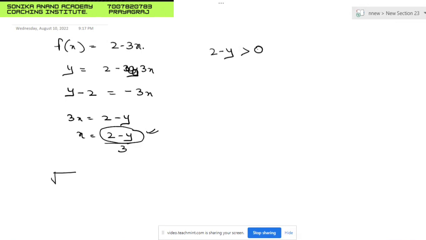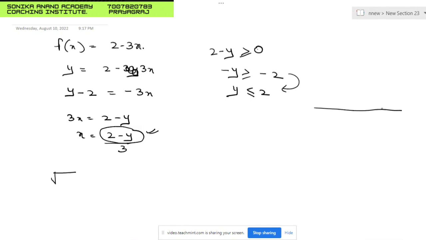No. Greater than or equal to 0. This one. So minus y is greater than or equal to minus 2. Now we have to change this, so y becomes this. Clear? Both the signs are cancelled and the sign gets reversed. Now the value of y must be less than 2.